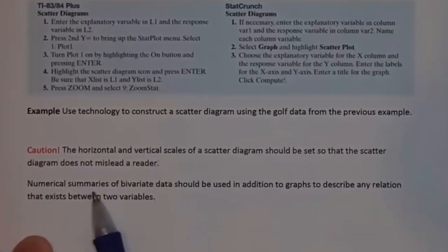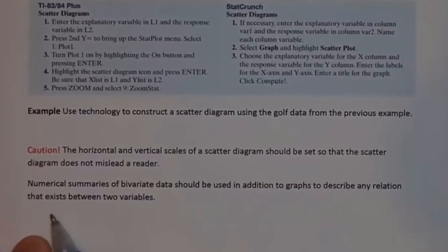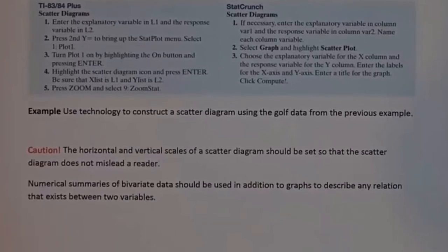Numerical summaries of bivariate data should be used in addition to the graphs to describe any relation that exists between the two variables. Again, the second part is making the point that I was trying to say before. The scatter diagram by itself is not going to be enough to conclude that there's a linear relationship or there's not a linear relationship between the two variables. In addition, we're going to need to use some statistical calculations to help with this purpose.